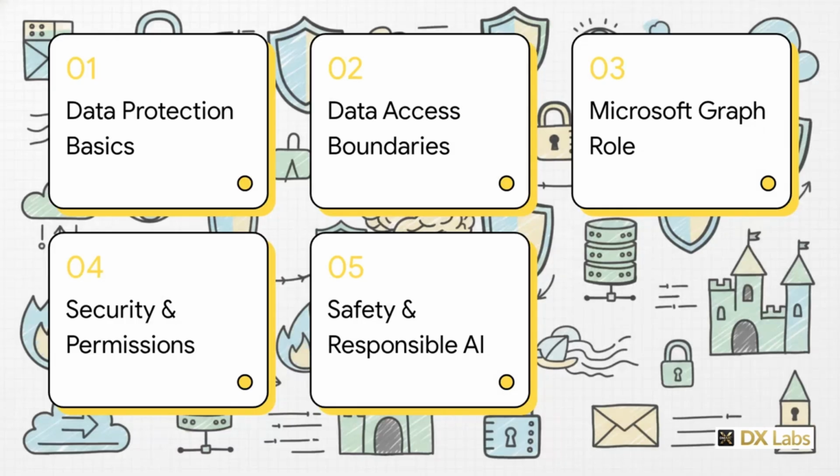So, to master this logic for the exam, our explainer is broken down into 5 key sections. We'll start with Copilot data protection basics. Then, look at how Copilot accesses data. Move on to the role of Microsoft Graph, dive into the security and permissions model, and finally, we'll wrap up with safety and responsible AI. Let's get right into it.